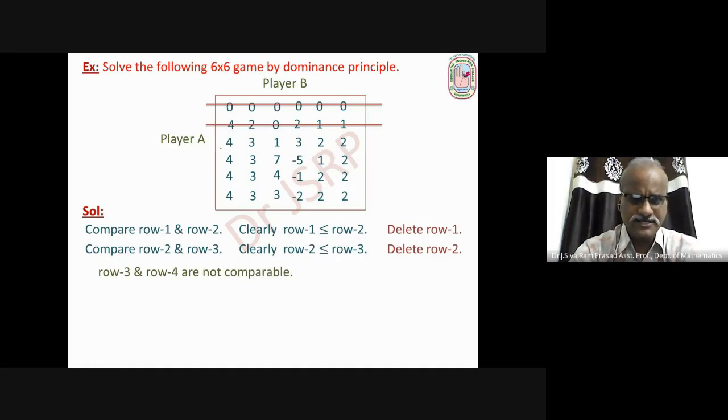Okay. Next combination, row 3 and row 5. So 4 equal to 4 here, 3 equal to 3, 1 less than 4, but 3 greater than minus 1. So here 1 less than 4 and here 3 greater than minus 1. So two different inequalities here. Therefore, in this case, row 3 and row 5 are also not comparable.